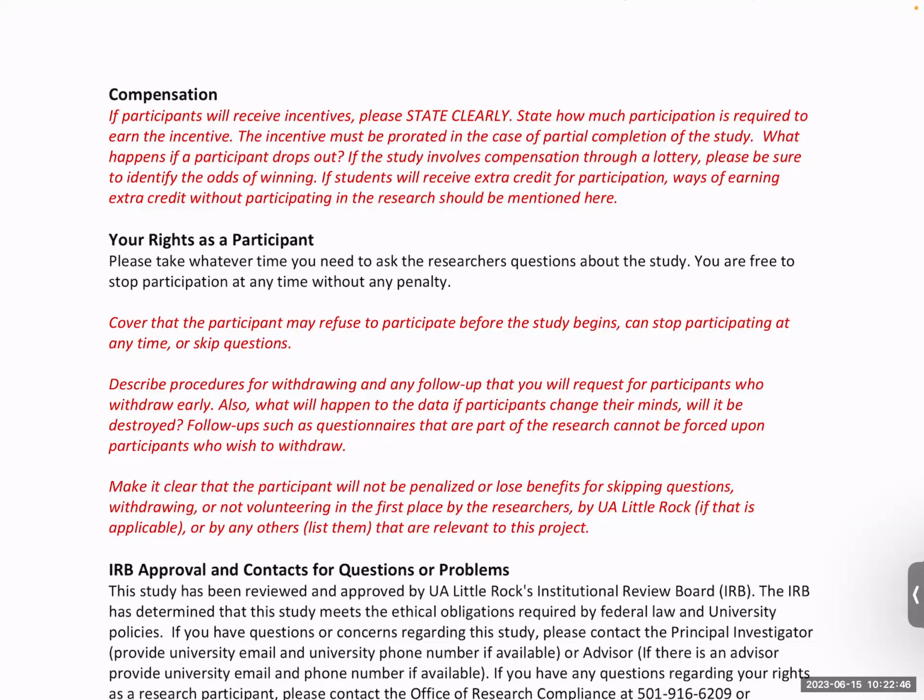Compensation cannot be dependent on completing 100% of the research project or answering 100% of the questions. It must be prorated based on how much the participant actually does, and explanations of the prorated amounts and their requirements must be explained in the consent form.